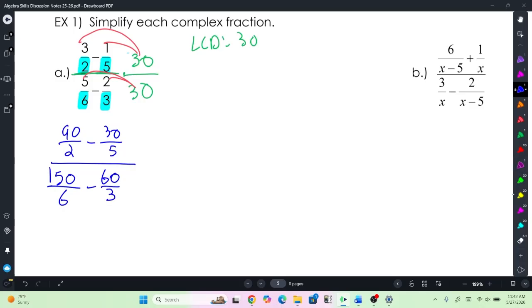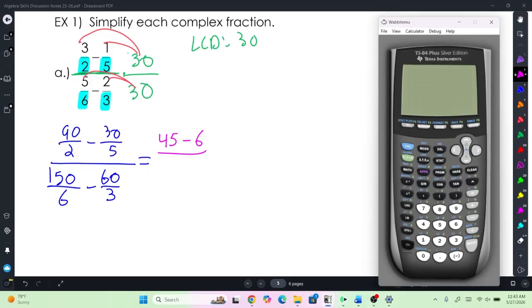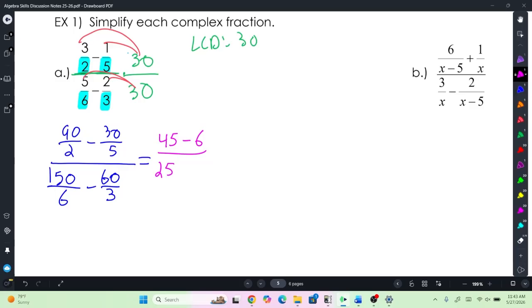So now what's going to happen is all of these smaller fractions can be simplified. 90 divided by 2 is 45. 30 divided by 5 is 6. 150 divided by 6 gives you 25. And 60 divided by 3 is 20. So now we can do 45 minus 6, which is 39. 25 minus 20 is 5. And then we always want to check, can we reduce this fraction, 39 over 5? We can't reduce 39 over 5, so that means this is our final answer.